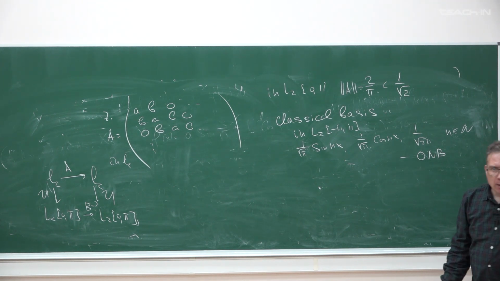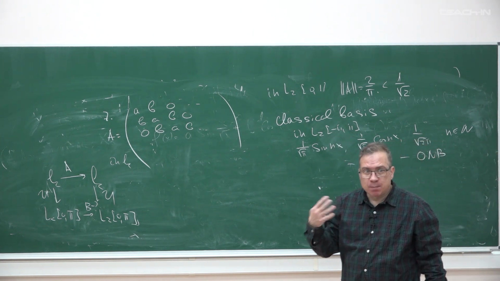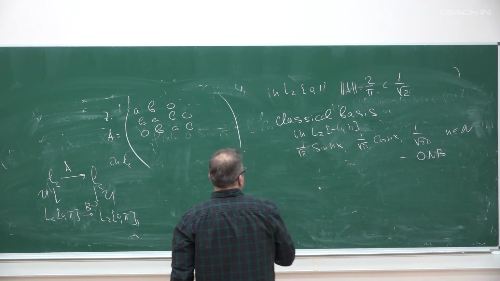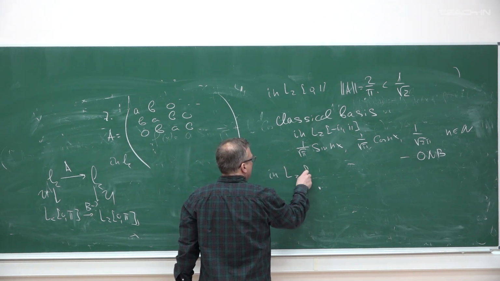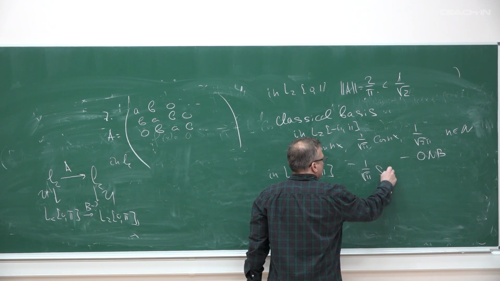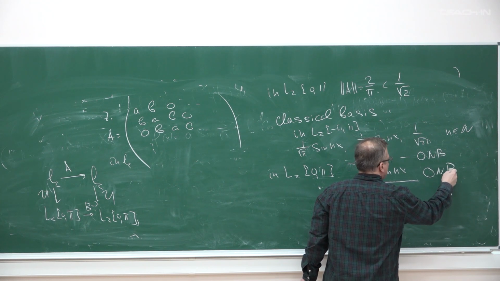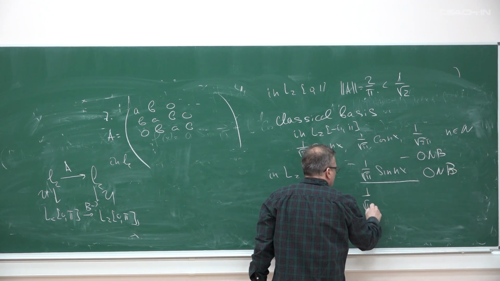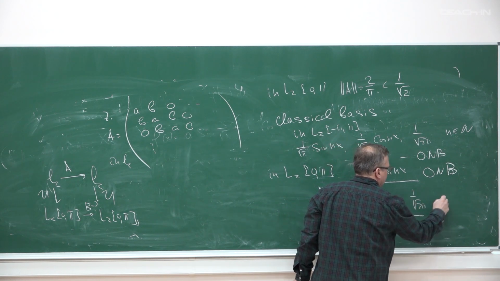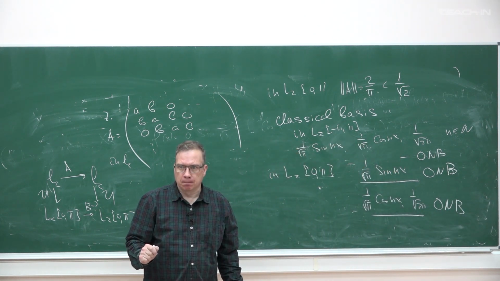But in L2 on the half interval, you can take as a basis only half of this system. So in L2 from 0 to pi, this system is an orthogonal basis, and apart from this system, another half system is also an orthogonal basis. Why?